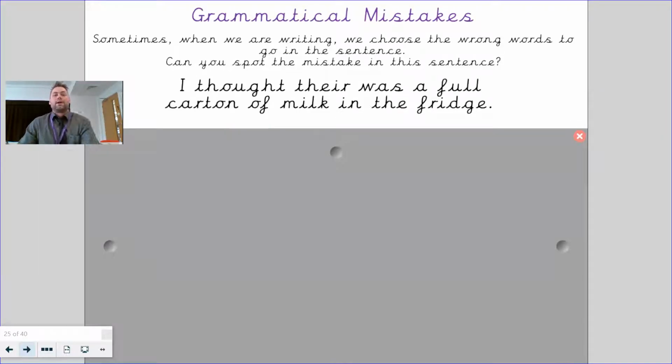Excellent. Sometimes there can be even more grammatical mistakes. So let's have a read of this one. I thought there was a full carton of milk in the fridge. Sounds all right when we read it, but there is a mistake there. Can you spot it?